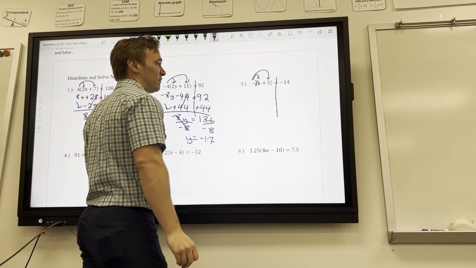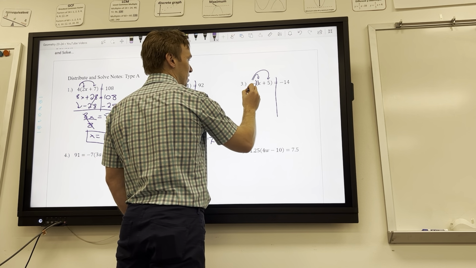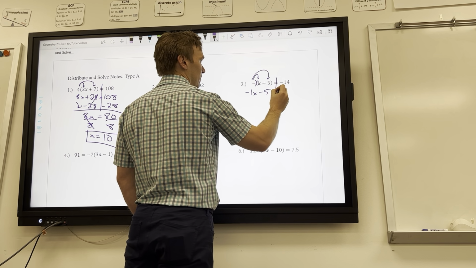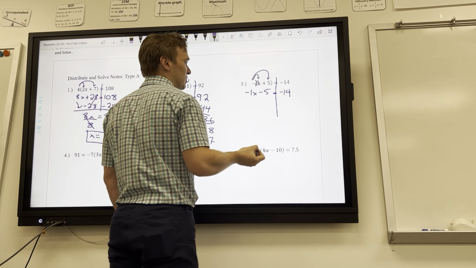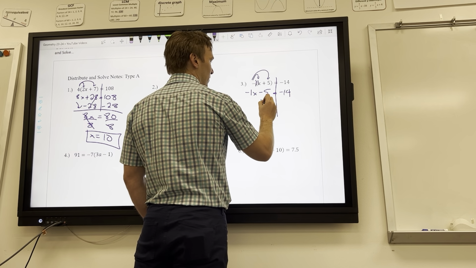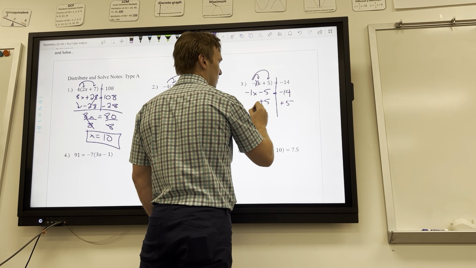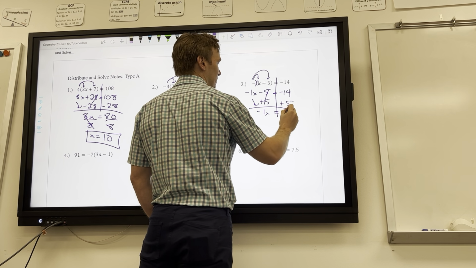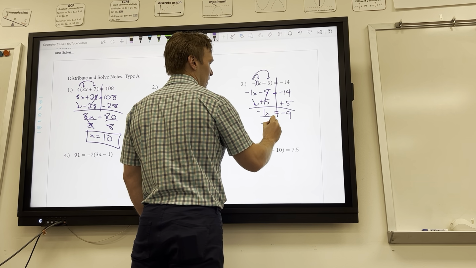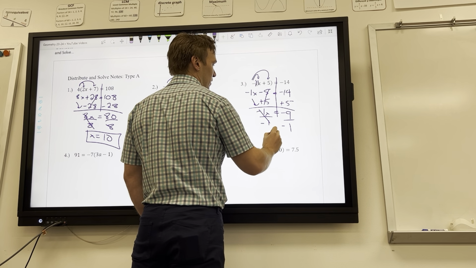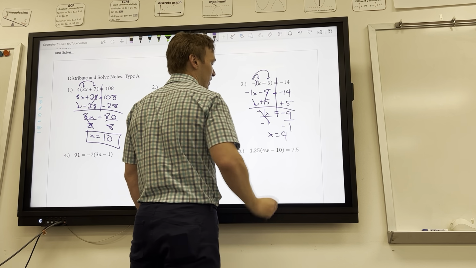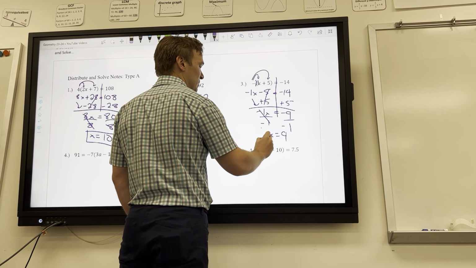-1 times 5. -1 times 1 is -1x. -1 times 5 is -5. The -14 drops. Then you add 5 to both sides. -1x drops. -14 plus 5 is -9. And you divide both sides by -1. -9 divided by -1 is positive 9. So x is equal to positive 9.